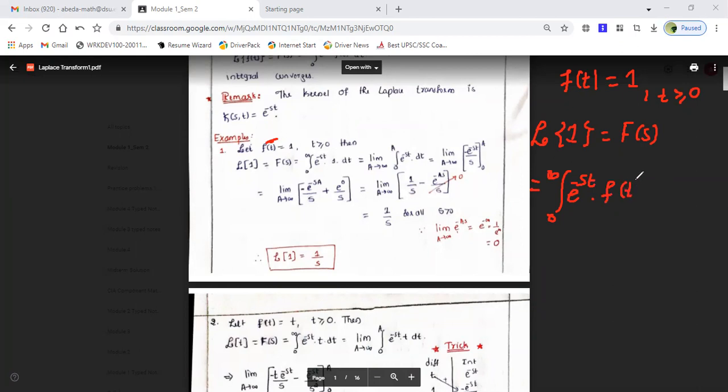F of s is equal to the integral from 0 to infinity of e to the power minus st into f of t dt. This is our definition, right? So this is the definition of a Laplace transform. Now what is my f of t? It is equal to 1. So wherever f of t is there, substitute that.